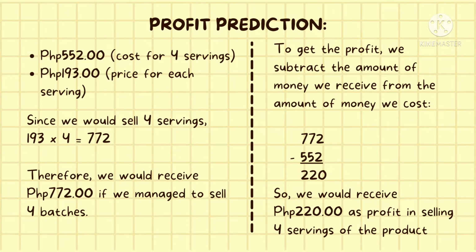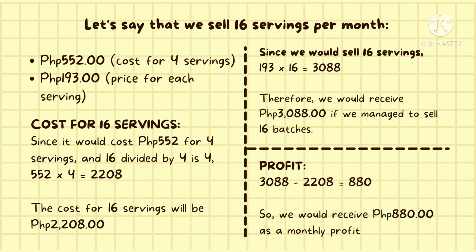To get the profit, we subtract the amount of money we cost from the amount of money we receive. So we subtract 772 and 552, which will give us the answer of 220. So we would receive 220 pesos as profit in selling 4 servings of the product. Now let's say that we sell 16 servings per month.